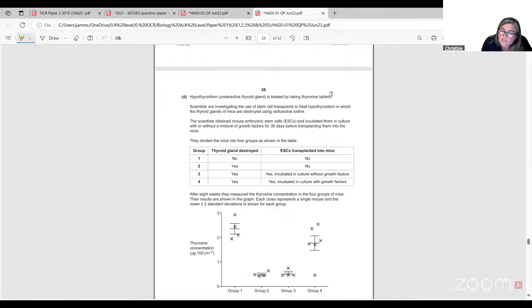Hypothyroidism is treated by taking tablets. Great. Scientists are investigating the use of stem cells. Right, straight away, stem cells, I'm just going to make a little note to myself. They can divide by mitosis and can differentiate.